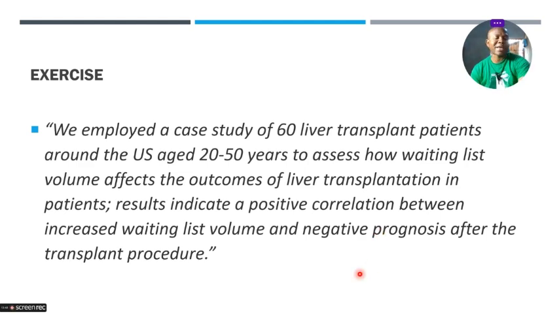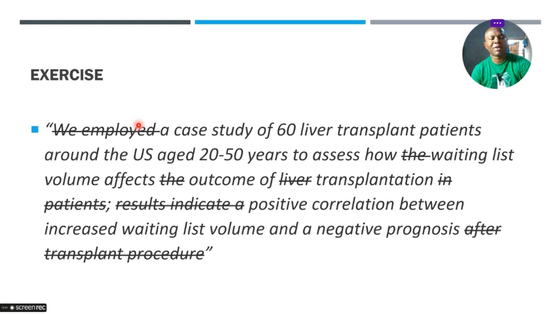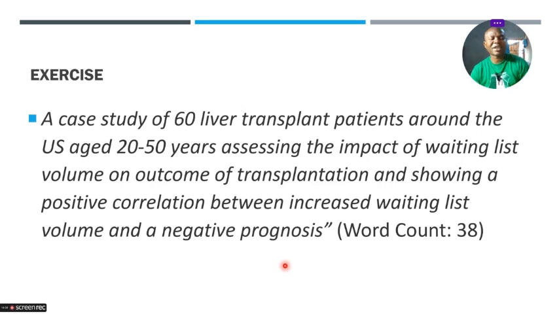So let's look at the first step in pruning this. You see, we are crossing out "we employ." Now we have "a case study," okay? We're removing liver, we're removing patient, we're removing results indication, we're removing after transplant procedure. Let's do a further review of this particular topic, okay? Now we have this. It's looking a little bit more concise and straight to the point. A case study of 60 liver transplant patients around the US aged 20 to 50 years, assessing the impact of waiting list volume on outcome of transplantation and showing a positive correlation between increased waiting list volume and a negative prognosis. But this still has 28 words, so it simply means we are going to still prune it further.